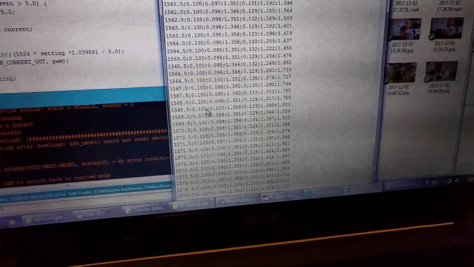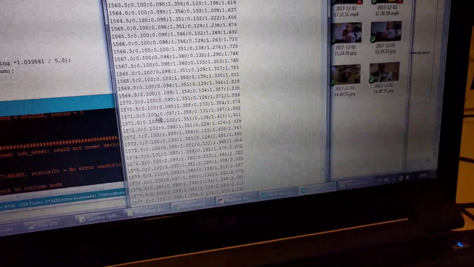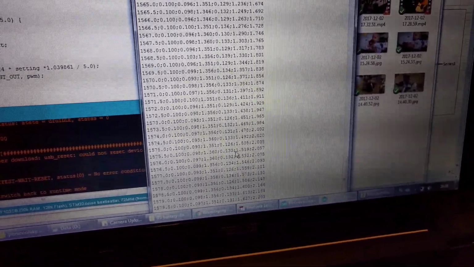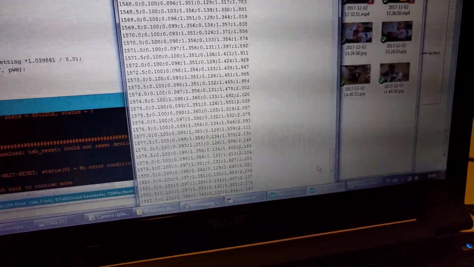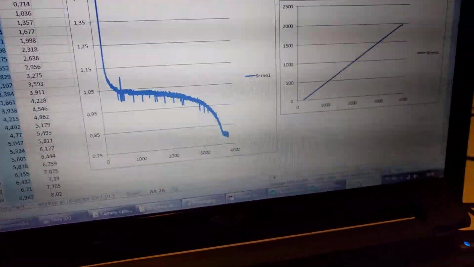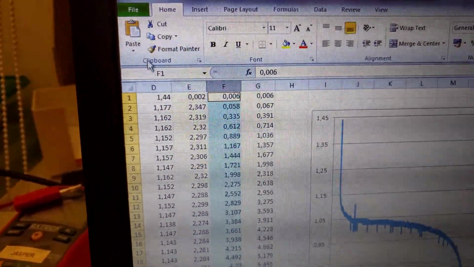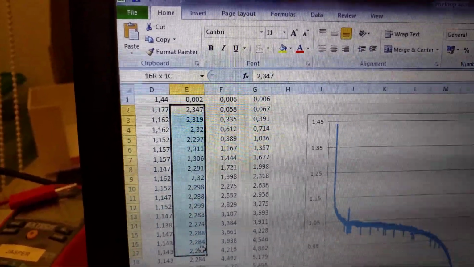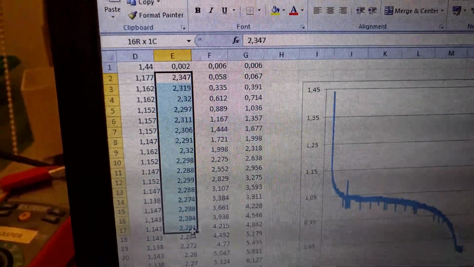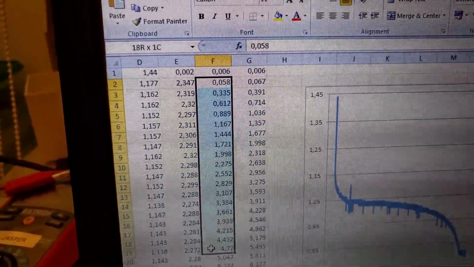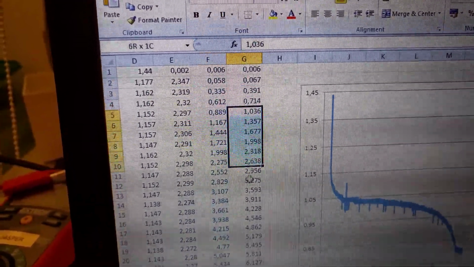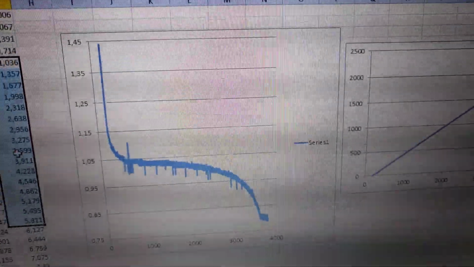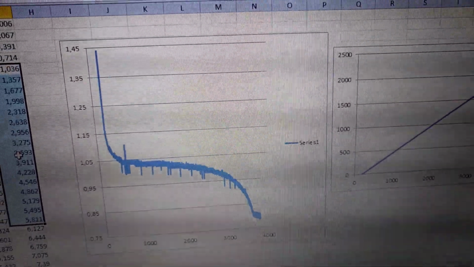and you can copy basically the serial monitor. You can copy it in a text file and import it into Excel, into a spreadsheet. That's what I did here. So right here I have the battery voltage, the set current, the milliamp hours, and in the chart it looks like this.